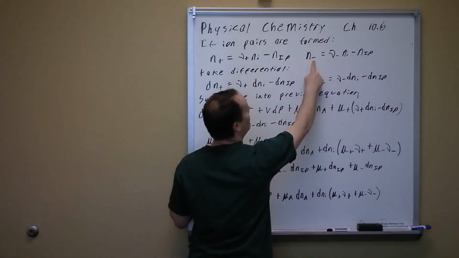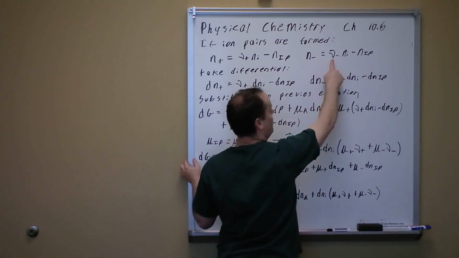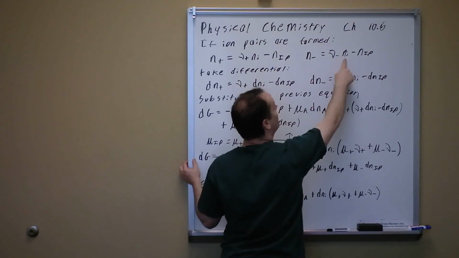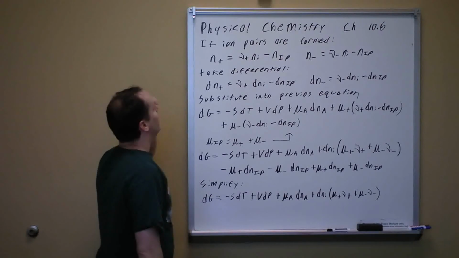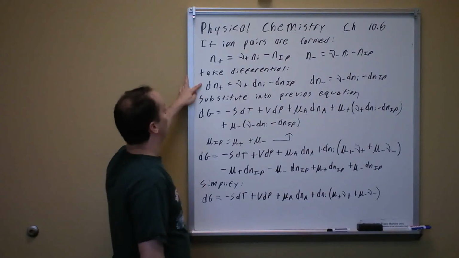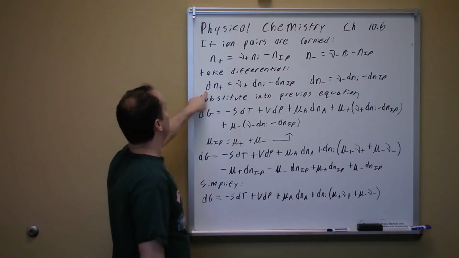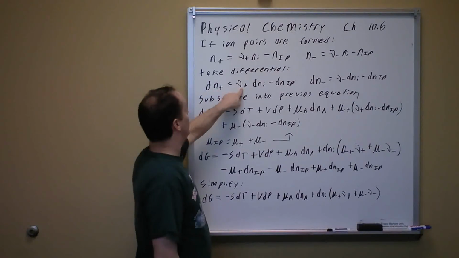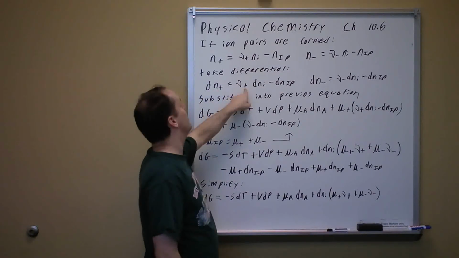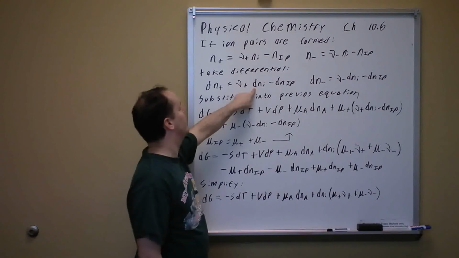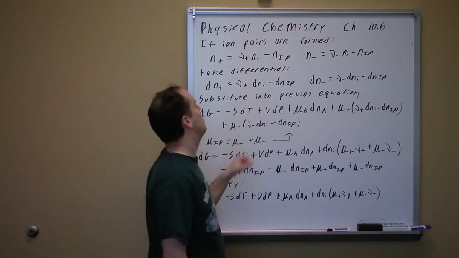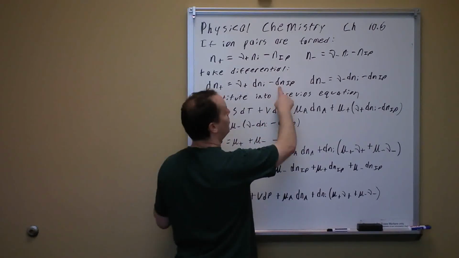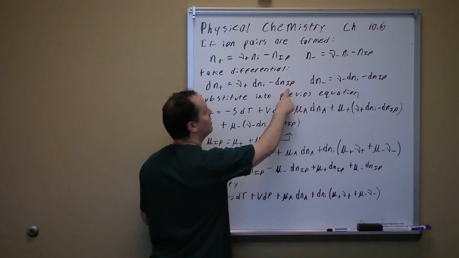Likewise, the number of moles of the anions is equal to the stoichiometric coefficient for the anions times the number of moles of the electrolyte minus the number of ion pairs. Now, if we put that in differential form, the differential of the number of cations is equal to the stoichiometric coefficient of the cations times the differential of the number of moles of the solute, the electrolyte, minus the differential of the number of moles of ion pairs.